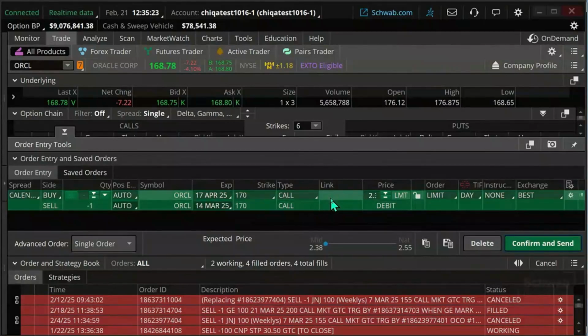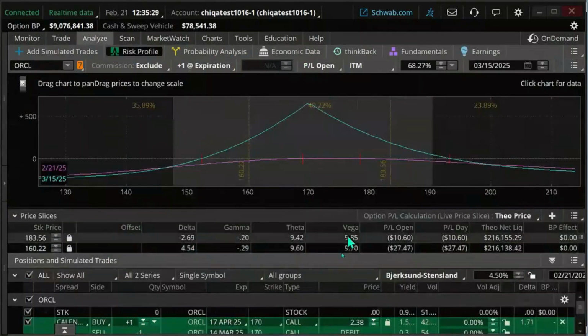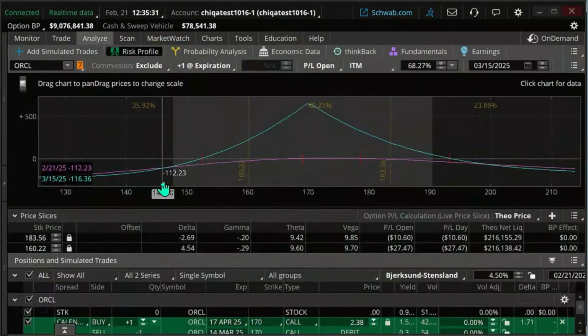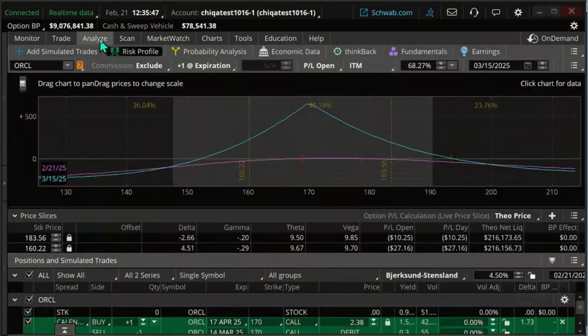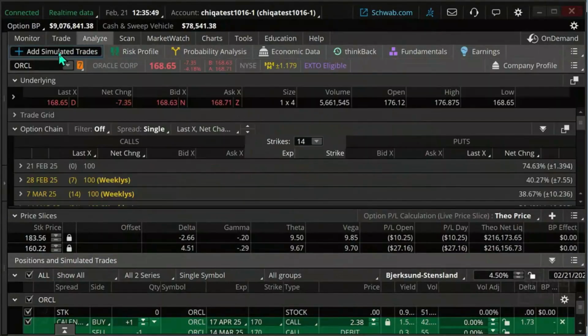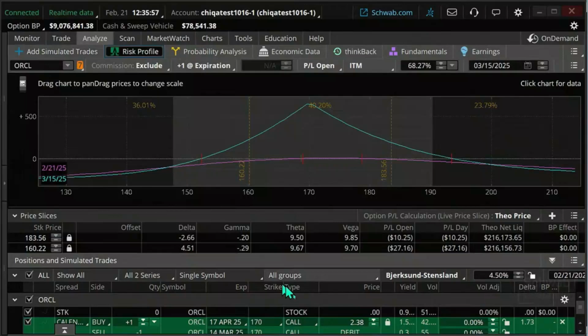Let's analyze it. Let me right click on this and analyze trade. By the way, I've started on the trade tab, right clicked on it, and clicked analyze trade. If you want, you can go straight to analyze trade, go to add simulated trades, and add it. This is going to look just like the trade tab. You can add your simulated trade here and then click on risk profile. But I just added it in over here. So here's my calendar spread.